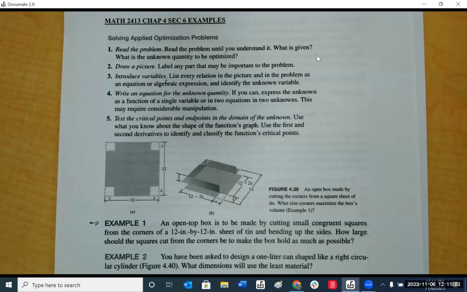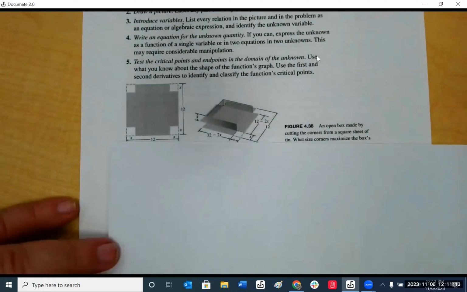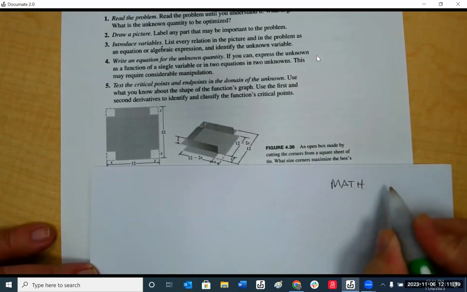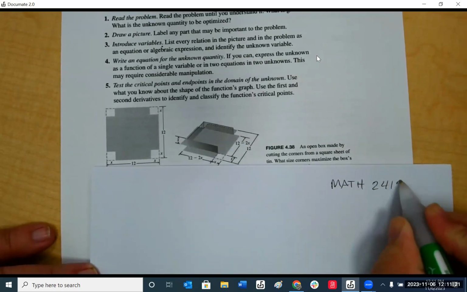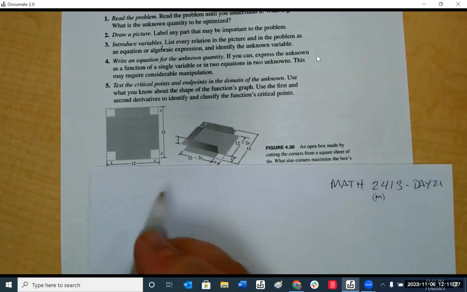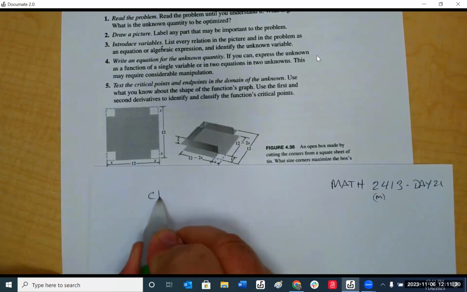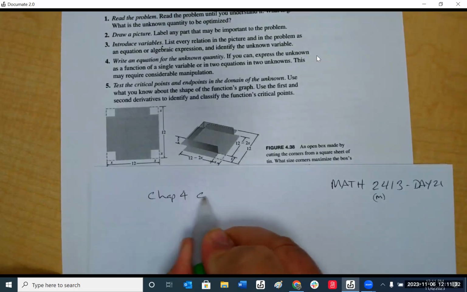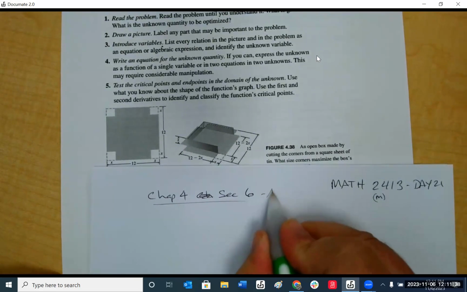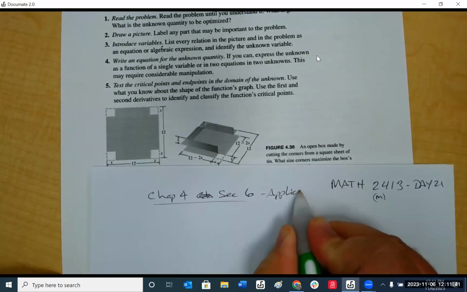What kind of equation is this looking at? Like what kind of equation do you need to use to model it? It starts with an O. It's an optimization problem. I'm sorry, I should have been more clear about that. This is an optimization problem. So this is going to be applications of optimization.